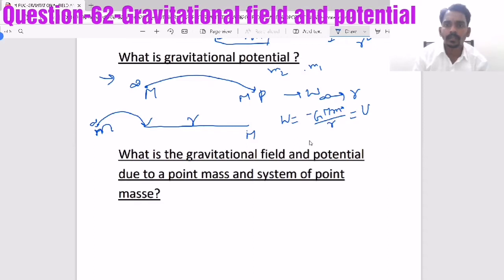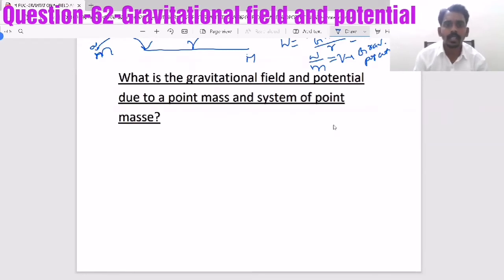Now, this work done per unit mass, whichever you are bringing, we call it V, that is gravitational potential. So due to a point mass M at any distance r, the gravitational potential is minus GM by r.